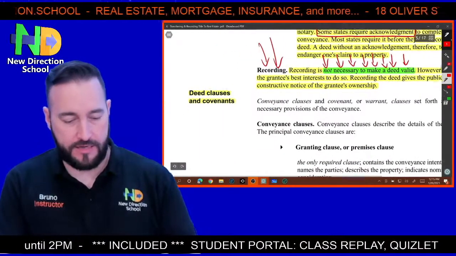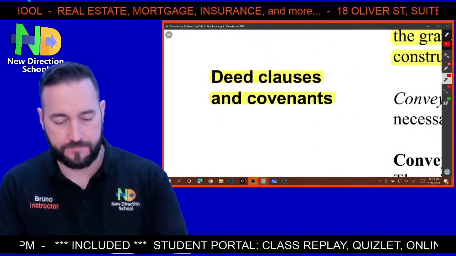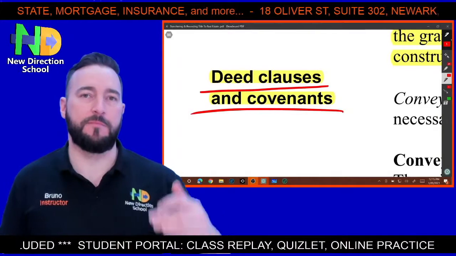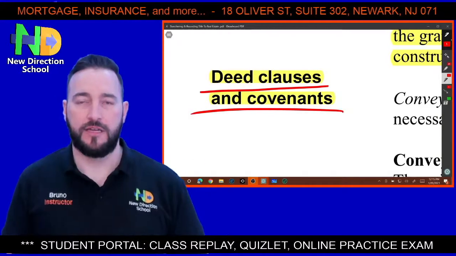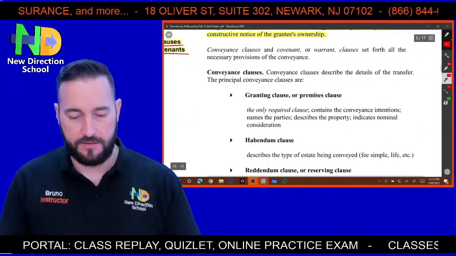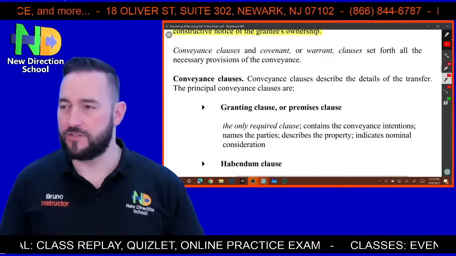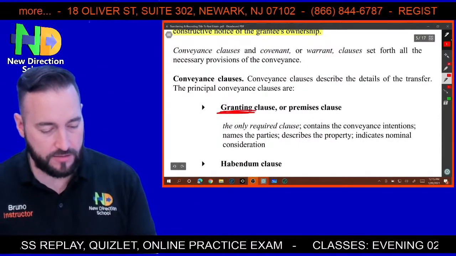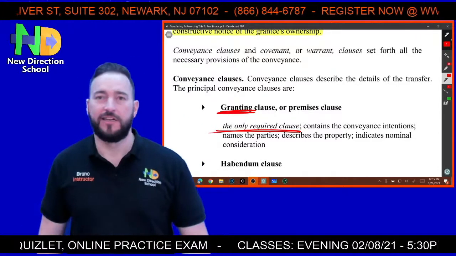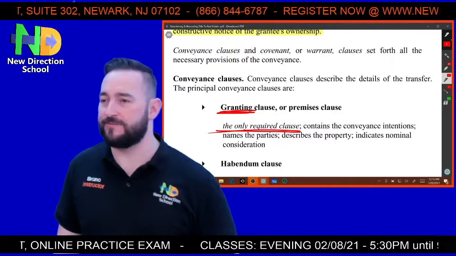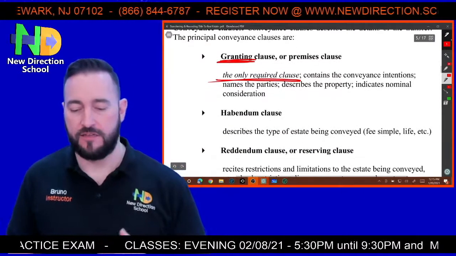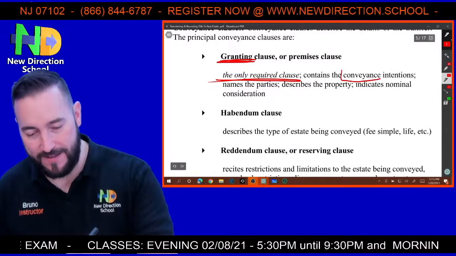All right, real quick, deed clauses and conveyance clauses and covenants. Deed clauses are the things that must be included in every deed, and covenants are the promises or warranties. The conveyance clause is the only required clause, not Santa Claus, okay? It's the granting clause, which means I grant, I gift, I transfer the property to you. It's the only one that's required, the only one that talks about the conveyance.